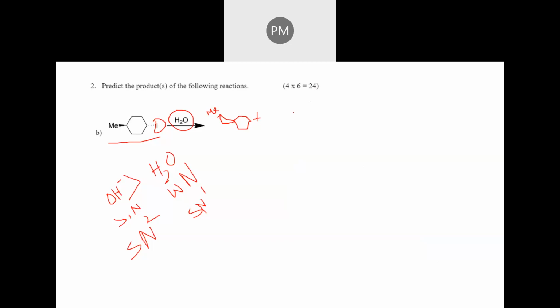So now that water, water as a nucleophile, can attack from above and below the plane, like this and like that. So for the SN1 pathway, two products are possible. So what will be the product?